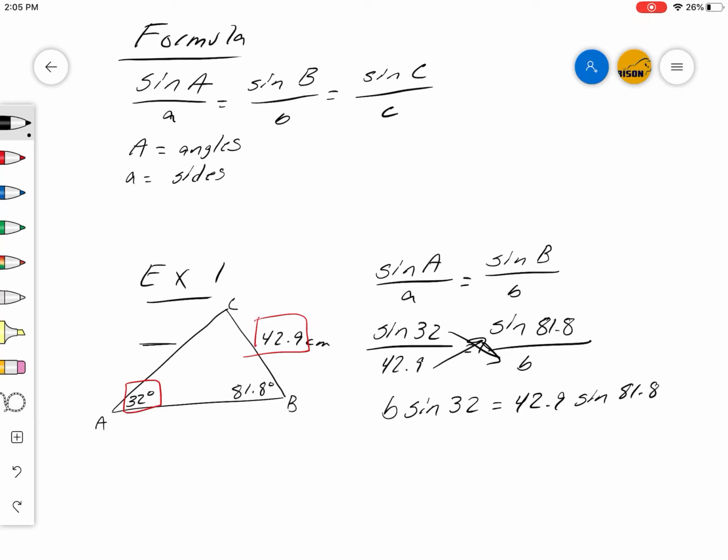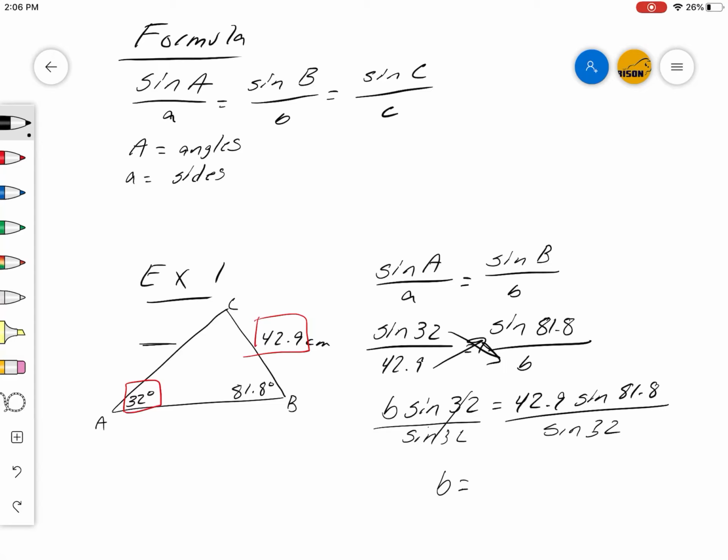So at this point, I want to just get b by itself. B is still associated with sine of 32, which needs to leave. So I'm going to divide by sine of 32. It's going to go over to the other side. That's going to make it gone. Now I've got b. Now at this point, I can type all of it in, and it's going to give me a number. So 42.9 times the sine of 81.8 divided by sine of 32.